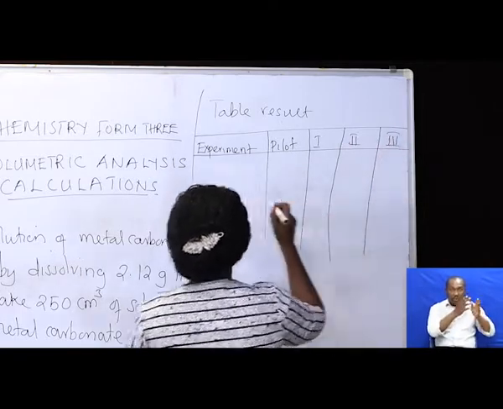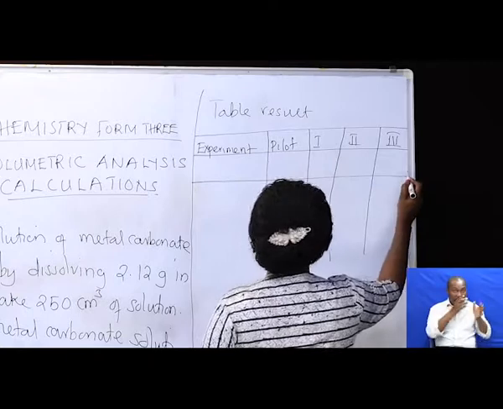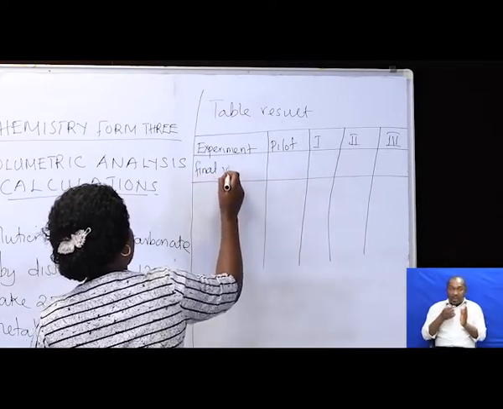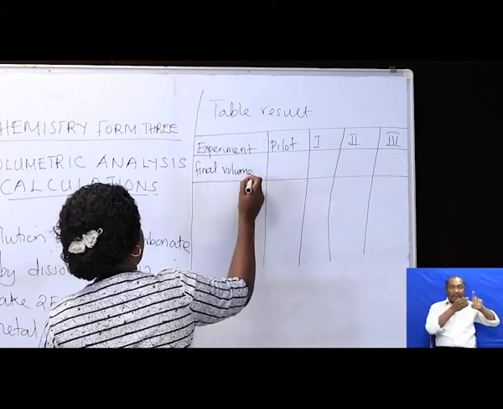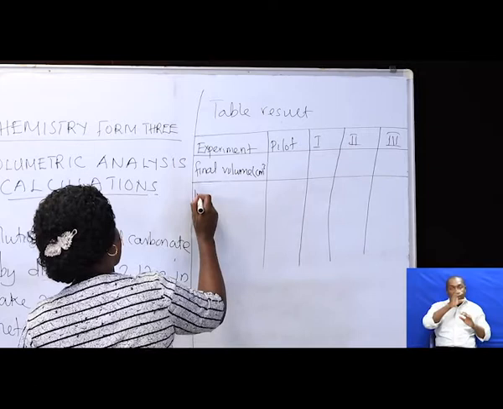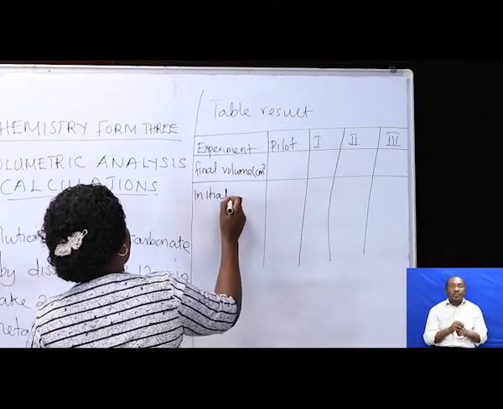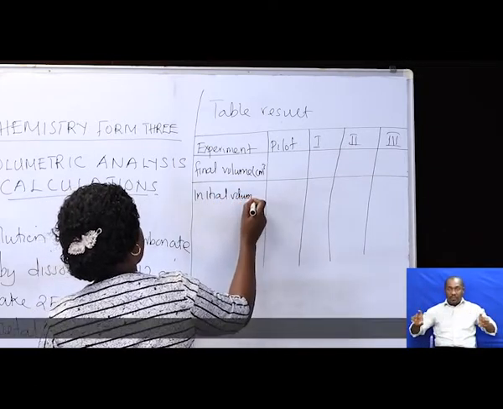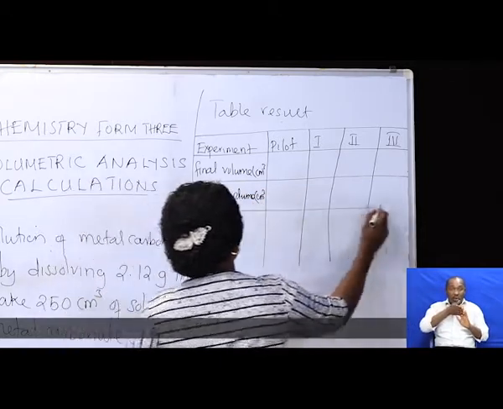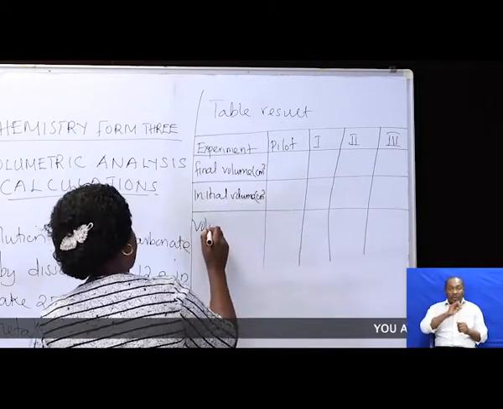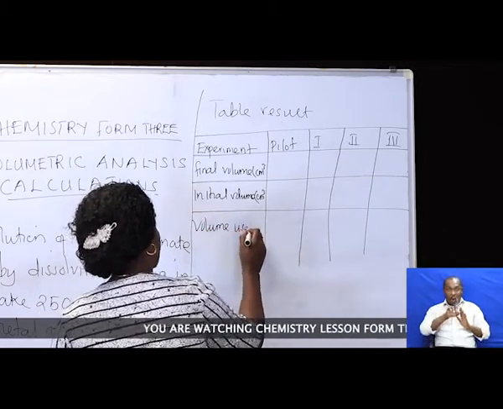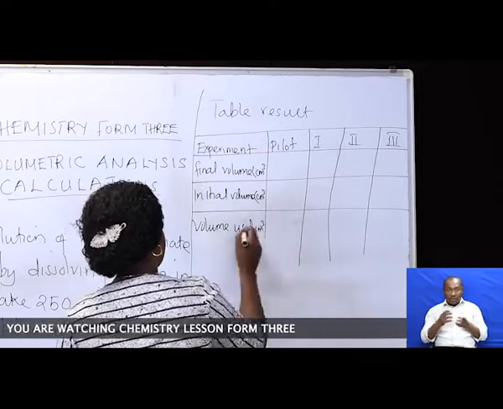We need to record all the experiments. So I said we must have a final volume, which you read from the burette in cubic centimeter. We must have the initial volume, also in cubic centimeter. We must have the volume used, or we call it titre volume, also in cubic centimeter.